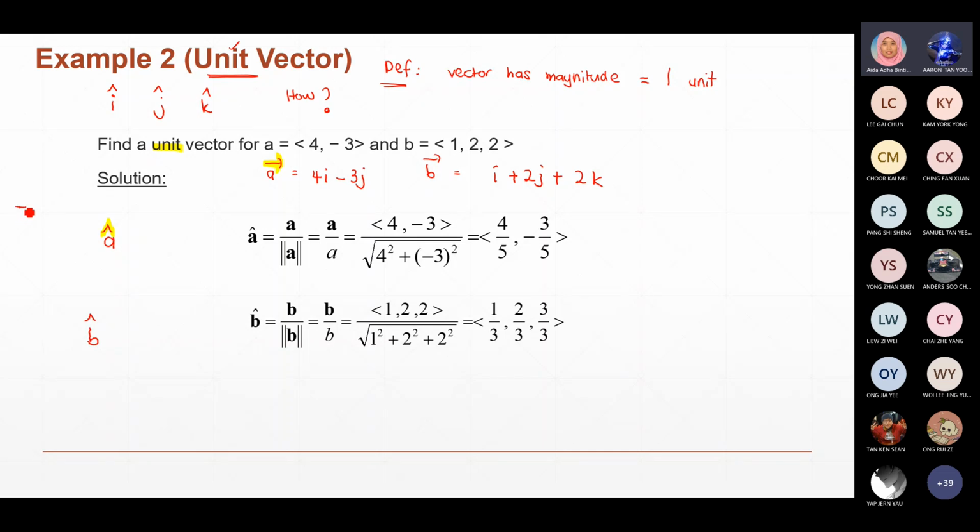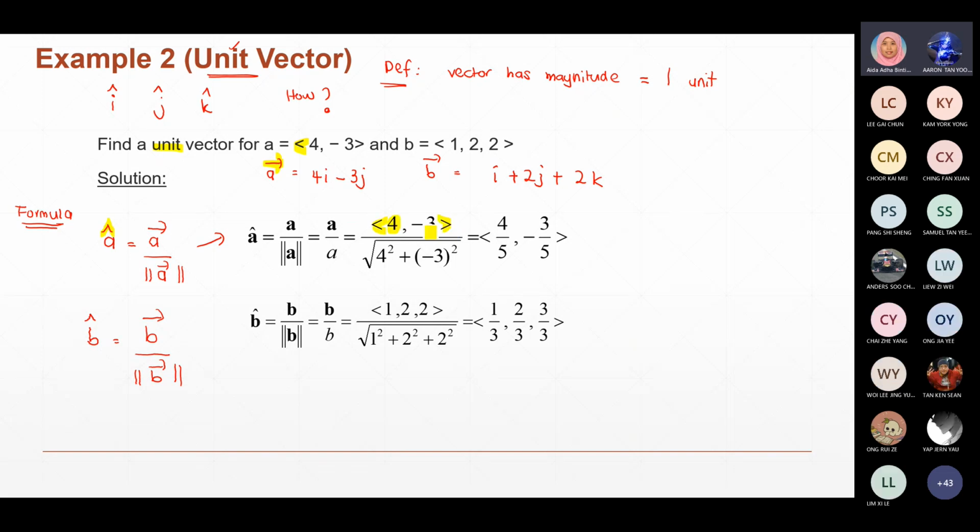So what is the formula to find the unit vector? You need to divide the vector A that you have by the magnitude of the vector A. Same thing here, you have the vector B, you need to divide by the magnitude of the vector B. Okay, we look first at the first one. What is vector A? We can put in the arrow bracket 4i minus 3j. What is the denominator? The denominator below here, you have to divide by the magnitude.